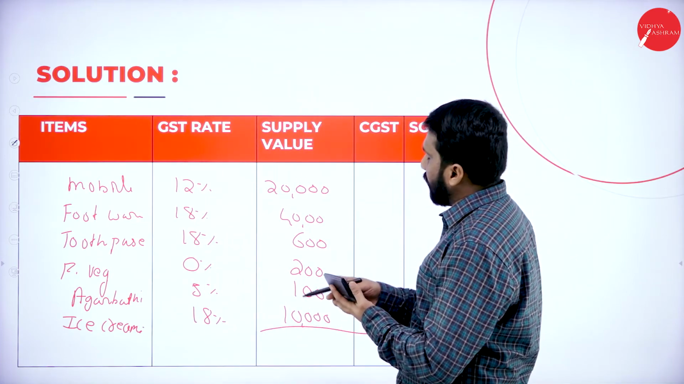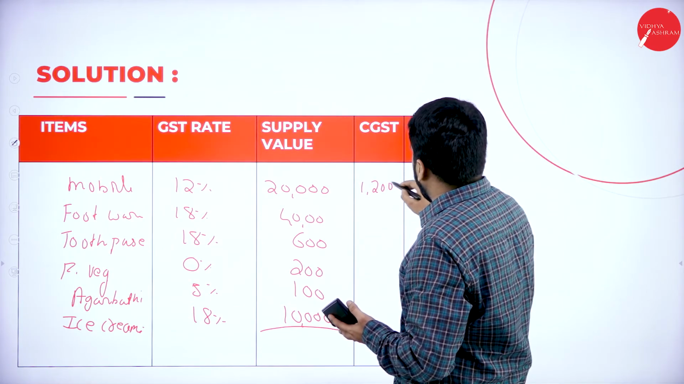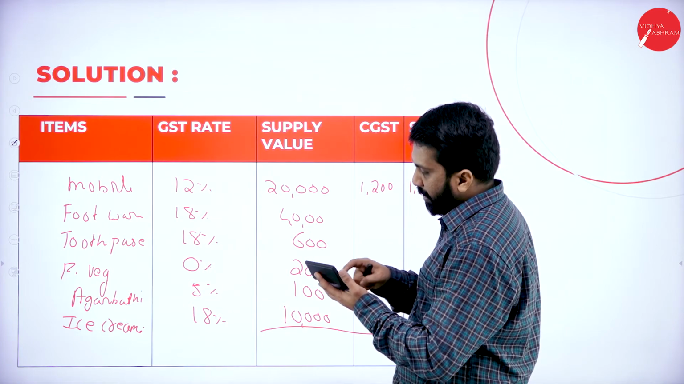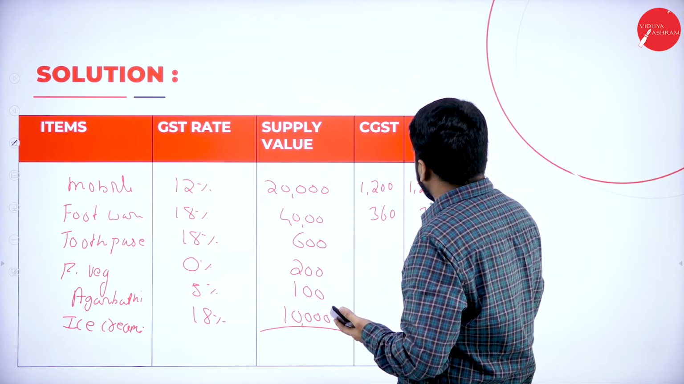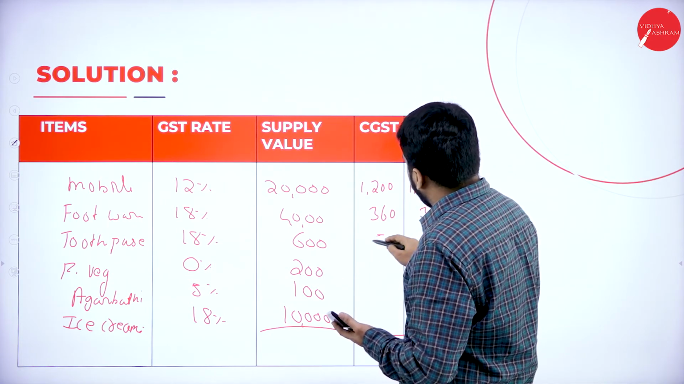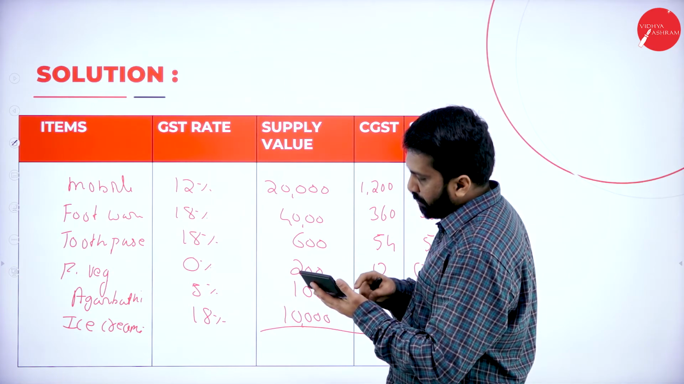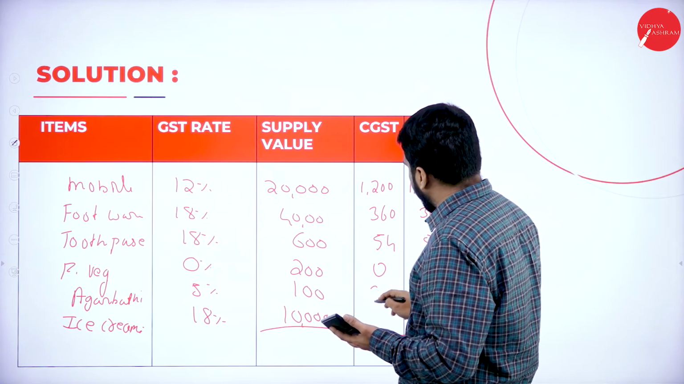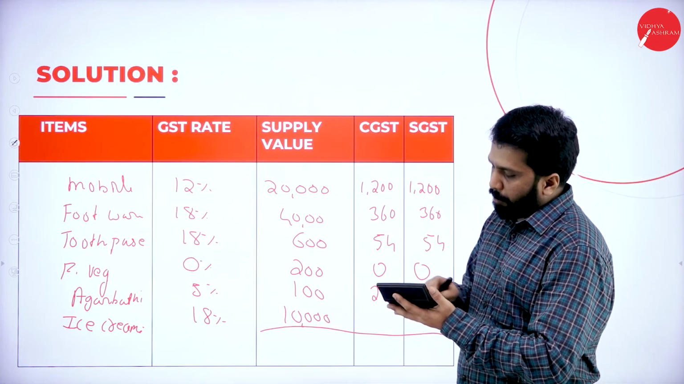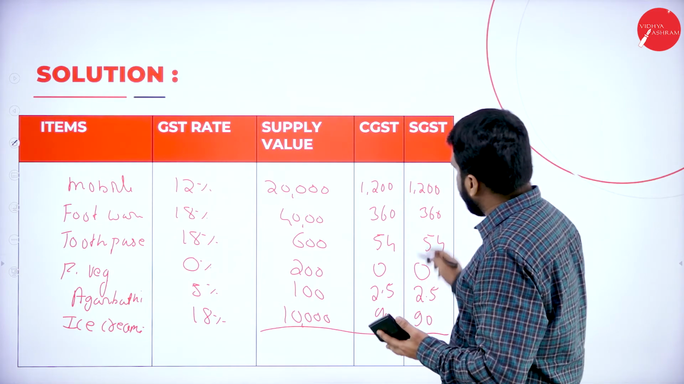First one, mobile phones, 20,000 into 12% divided by 2. I got 1,200 and 1,200. Next, 4,000 into 18% divided by 2, it will be 360 and 360. Then 600 into 18% divided by 2, I got 54 and 54. Then your vegetable will be 0 and 0. Your 100 rupees into 5% divided by 2, 2.5 and 2.5. Whatever tax we get, we have to divide to CGST and SGST. Now, 10,000 into 18% divided by 2, I got 900 rupees, 900 and 900.